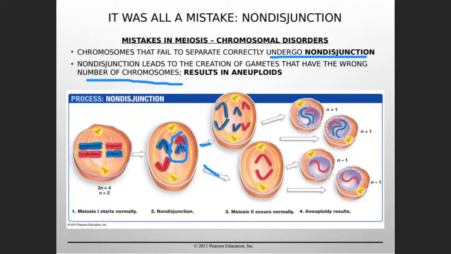So now the offspring are going to have an extra chromosome in it. So this is going to be N+1, and this one will be N+1. That's not good. And this one down here is missing a chromosome. So now it's going to be N-1 and N-1. Both of these are bad.